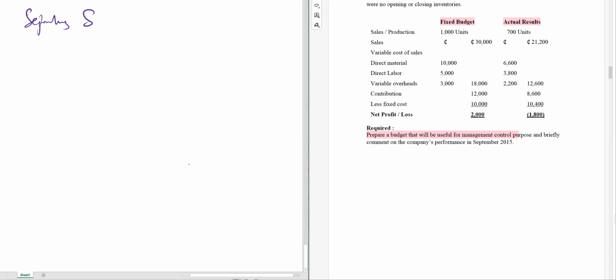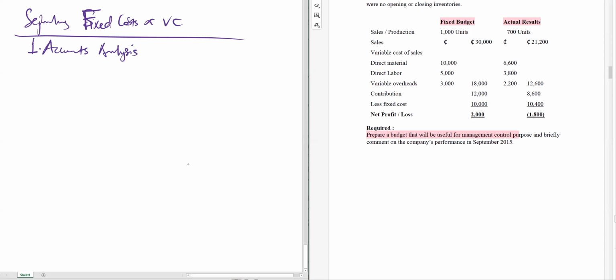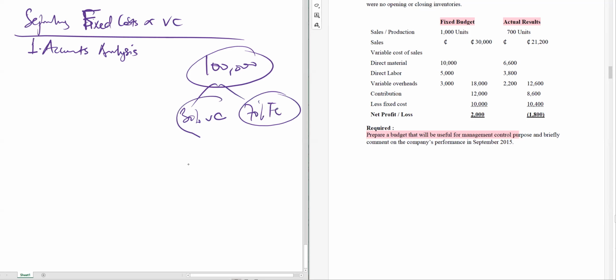We have different ways of separating fixed costs and variable costs. One is the account analysis method. Account analysis means that you use your own discretion. You look at a cost of 100,000 and say, based on what we are doing, I think 30% is variable cost and 70% is fixed cost. So use your own discretion as an accountant. This one is not necessarily recommended because it has a lot of bias. If a cost is incurred and you use your own mind to say this is fixed and this is variable, that is not the best method.